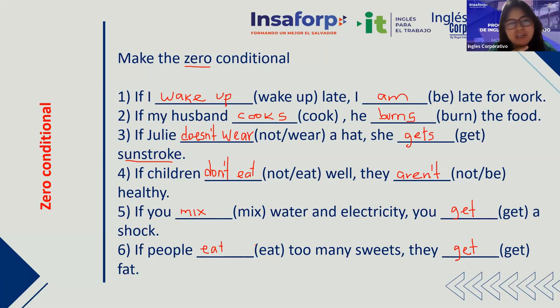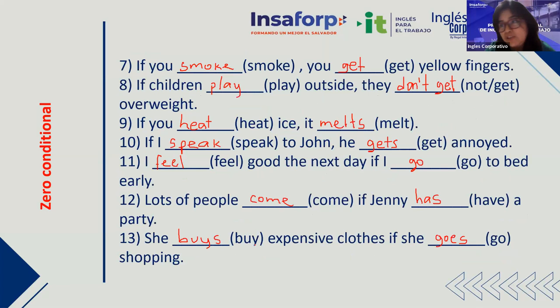If Julie doesn't wear a hat, she gets sunstruck. If children don't eat well, they aren't healthy. If you mix water and electricity, you get a shock. If people eat too many sweets, they get fat. If you smoke, you get yellow fingers. If children play outside, they don't get overweight. If you hit ice, it melts.